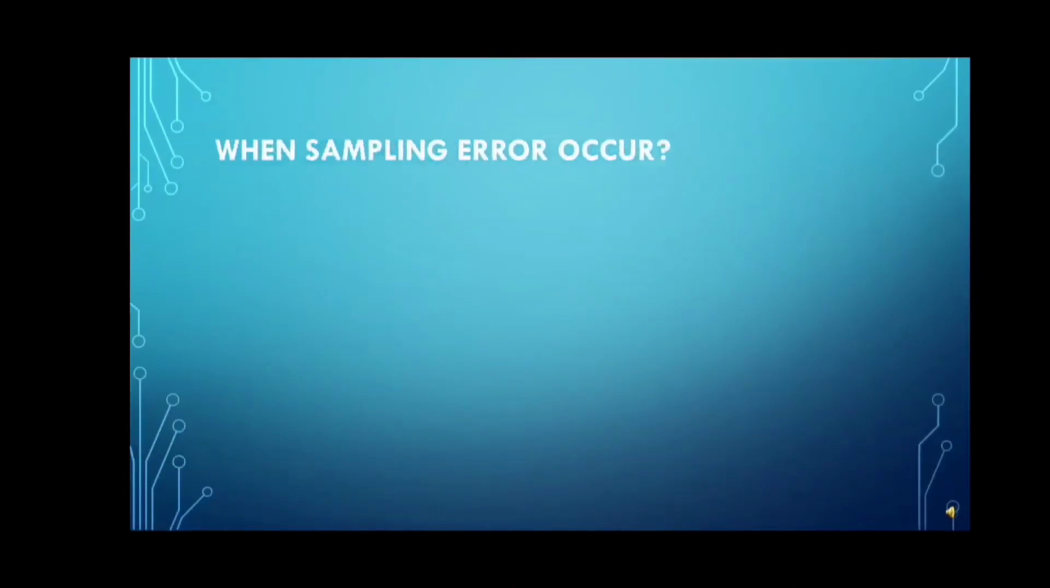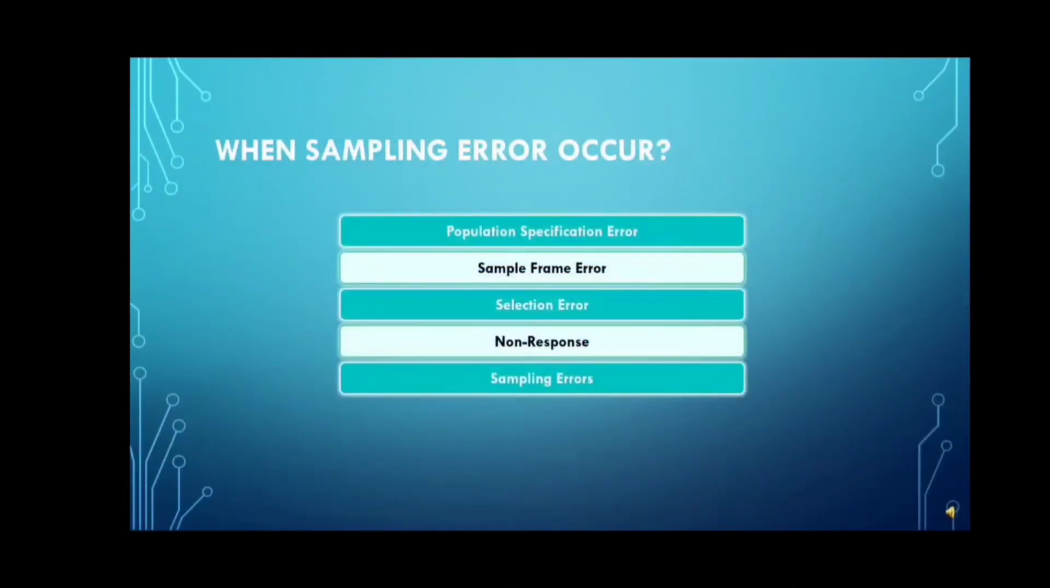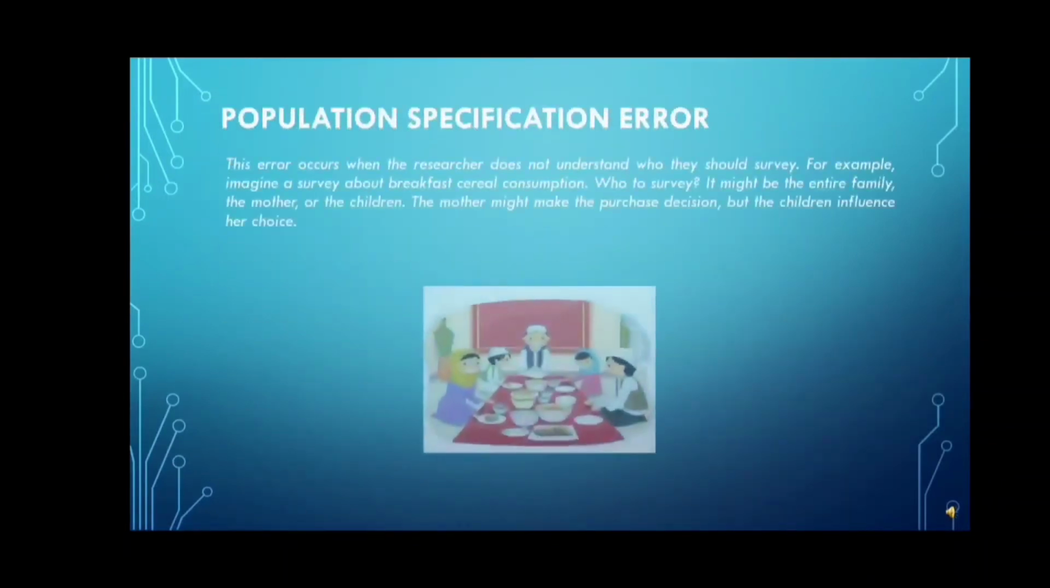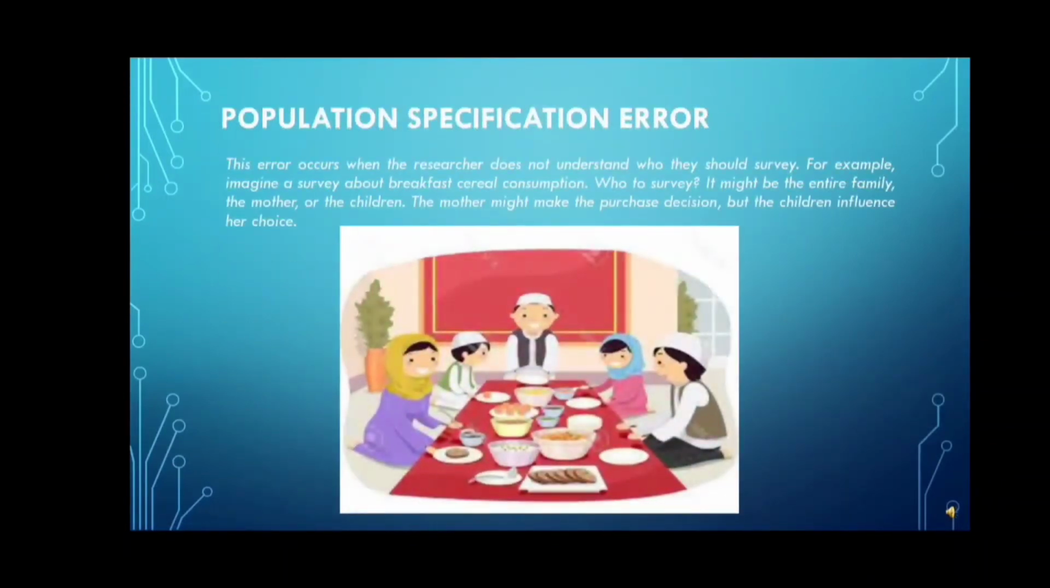There are 5 types of sampling error. These are population specification error, sample frame error, selection error, non-response error, and sampling error. Population specification error occurs when the researcher does not understand who they should survey.